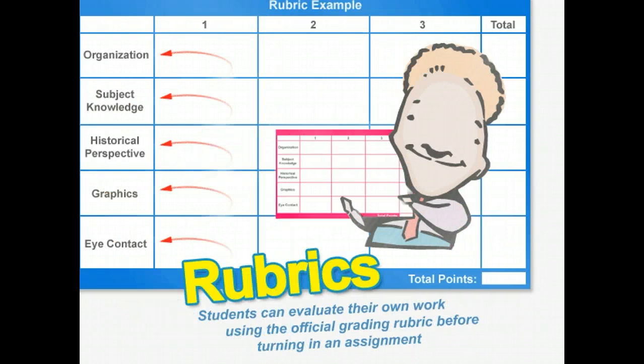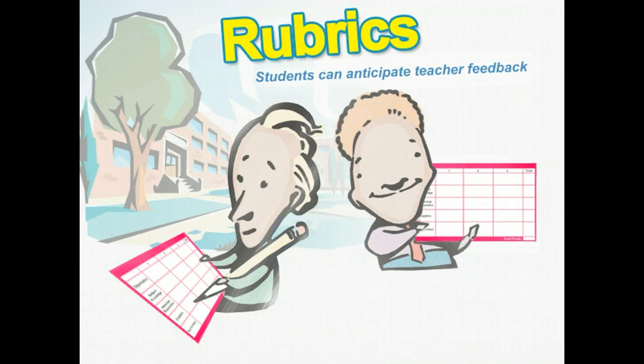As an added benefit, students can evaluate their own work using the official grading rubric before turning in an assignment. This increases the student's awareness of teacher expectations and helps students identify areas for improvement in their own work. Of course, a student's assessment of his or her own work will often differ from a teacher's, but with practice, students should become more adept at anticipating teacher feedback. Similarly, rubrics can also be used in peer evaluation, where students assess each other's work.